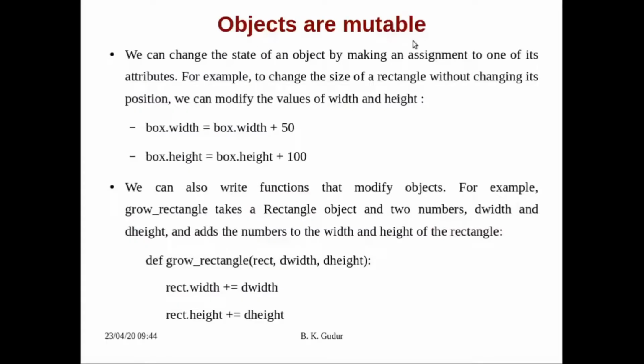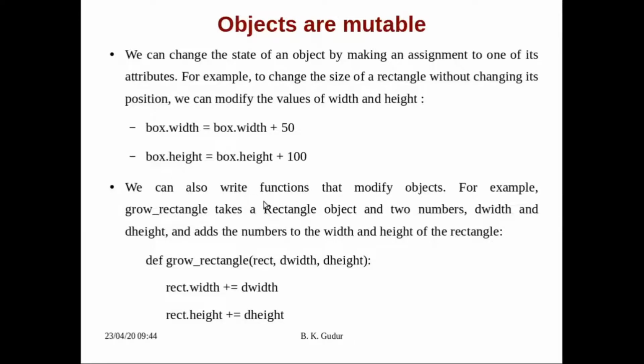Right. So objects are mutable. That means we can change the attributes of the objects. We can change the state of an object by making an assignment to one of its attributes. For example, to change the size of a rectangle without changing its position, we can modify the values of width and height. Something like this: box.width is equal to box.width plus 50, which will modify the width of the box. Similarly, box.height is equal to box.height plus 50, which will modify the height of the box.